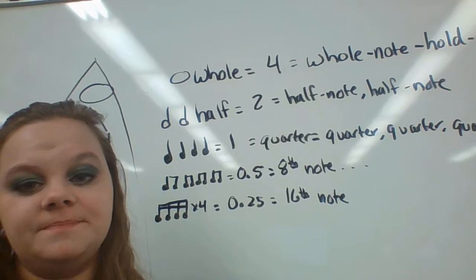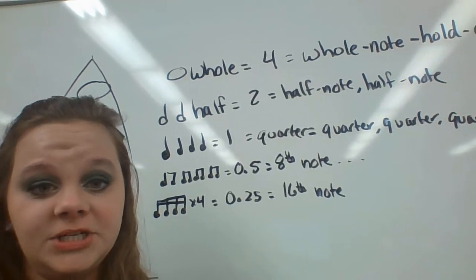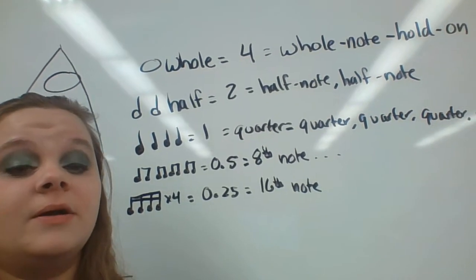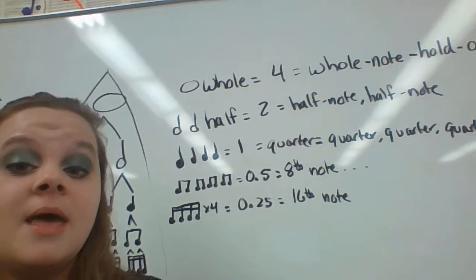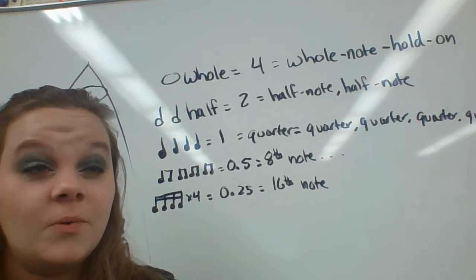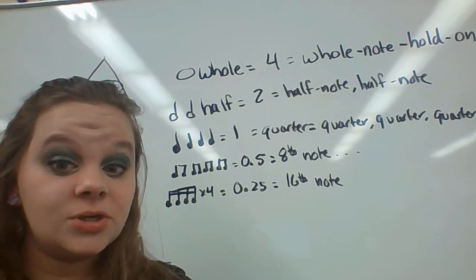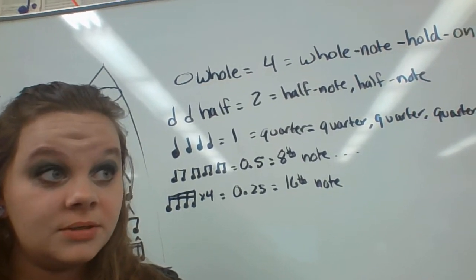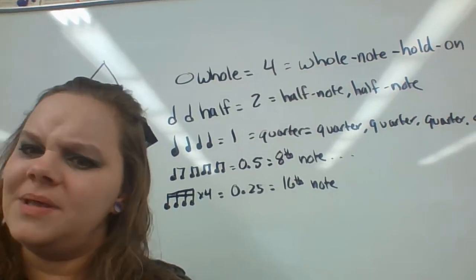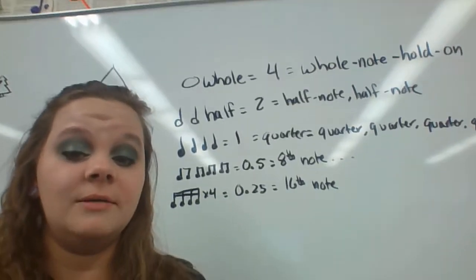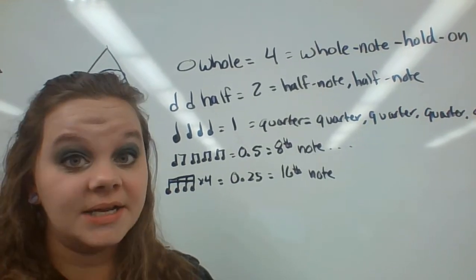We have our quarter notes. They get 1 beat each. You might have counted "quarter, quarter, quarter, quarter." Now that gets a little confusing, right? Because we have 2 syllables, "quarter," 2 sounds in one word, but it's worth 1 beat. So that gets a little confusing. Maybe in elementary you counted "ta, ta, ta, ta."